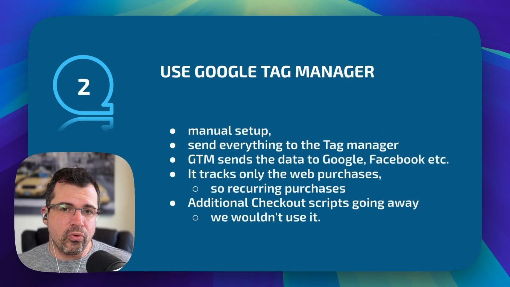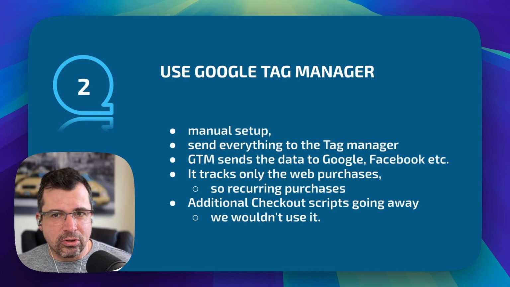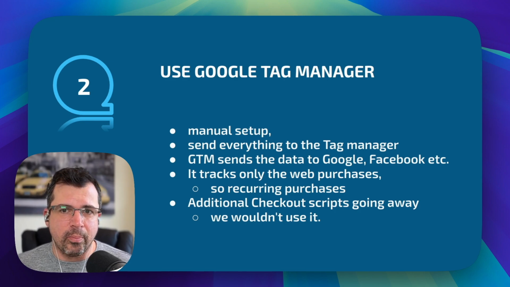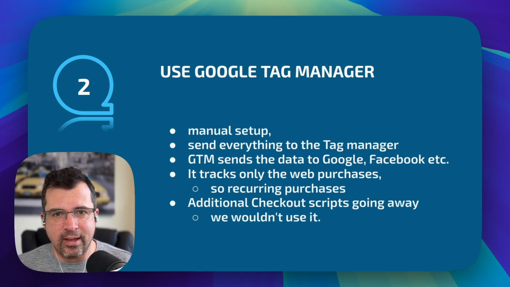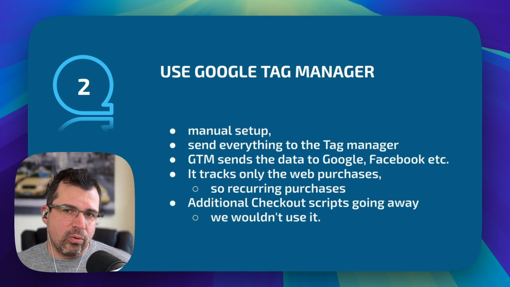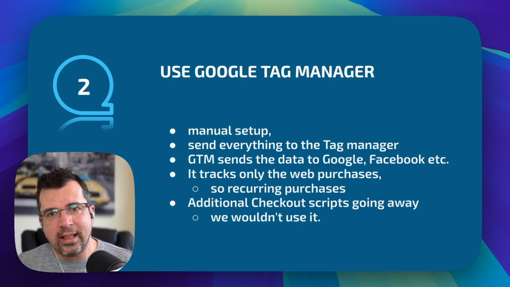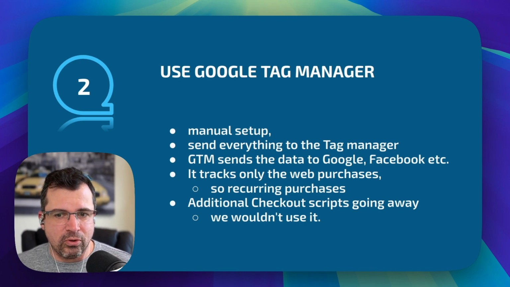Number 2, use Google Tag Manager. You need additional checkout codes and manual setup. You must ensure you send everything to the Tag Manager as well, which then sends back the data to Google and Facebook, etc. The issue is that it tracks only web purchases, so recurring purchases won't be tracked because there is no event to catch. Since the additional checkout script will be sunset, this is an option, but we wouldn't recommend using it.